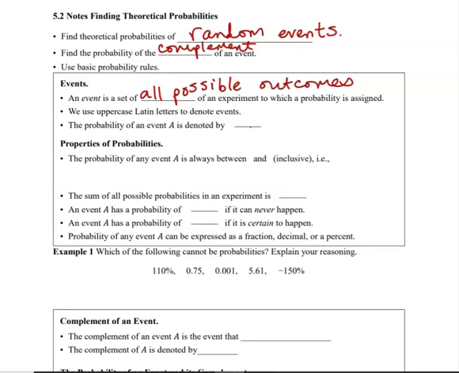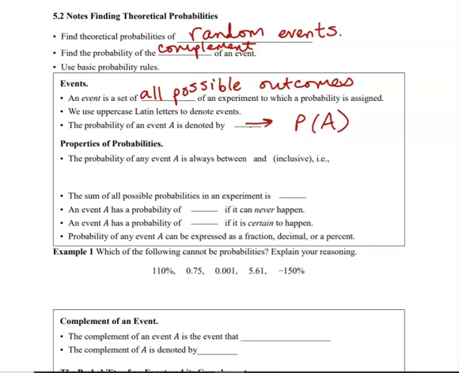I could flip a coin, so the event would be flipping a coin, and the outcomes associated with that would be that it lands on heads or it lands on tails. We generally use Latin letters, English letters, to denote events, usually uppercase, and the notation we use for probability is capital P and then parentheses, and then if it's A, for example, for the event, it would be like this, the probability of event A occurring.